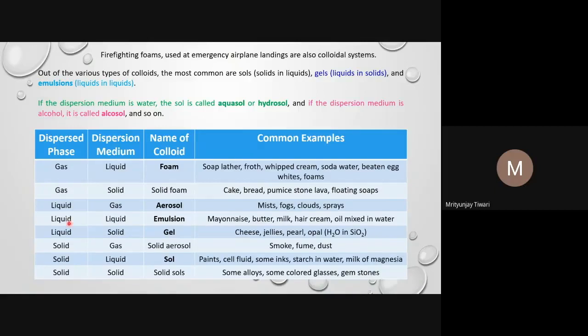And if the dispersed phase and dispersion medium are both in the liquid phase, then it forms a colloidal solution that we call an emulsion. And liquid in solid is called gel, and solid in liquid is called sol. So dispersed phase solid and dispersion medium liquid is sol, and dispersed phase liquid and dispersion medium solid is called gel.